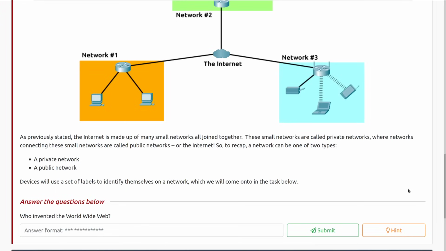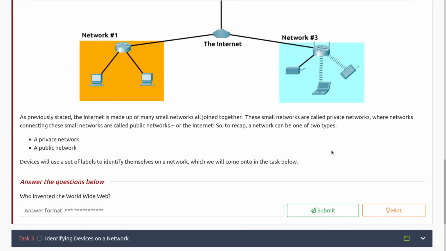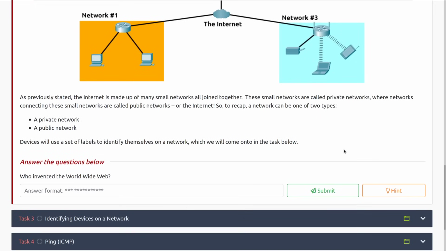Or the internet. So to recap, a network can be one of two types: a private network or a public network. Devices will use a set of labels to identify themselves on a network, which we will come onto in the task below. So who invented the World Wide Web?